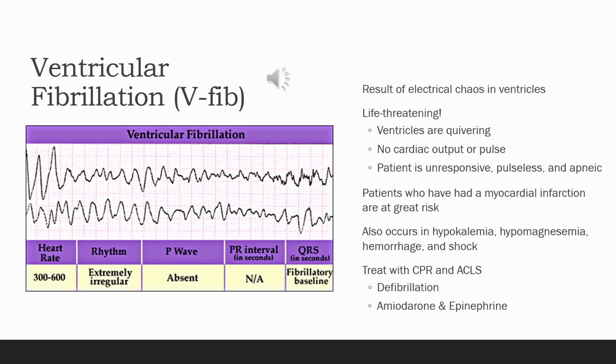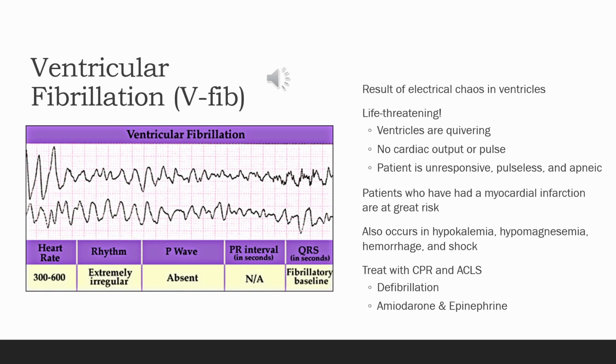So epinephrine, 1 milligram every 3 to 5 minutes. After that first dose of epinephrine, we're giving amiodarone, 300 milligrams. If it's needed, we'll give a second dose of amiodarone, being 150. And then we're just going to continue alternating epinephrine with CPR and defibrillation, hopefully until we get a return of spontaneous circulation, or ROSC, or until they call the code.